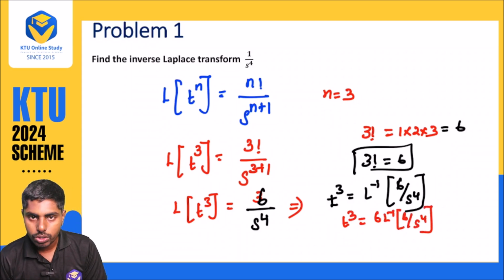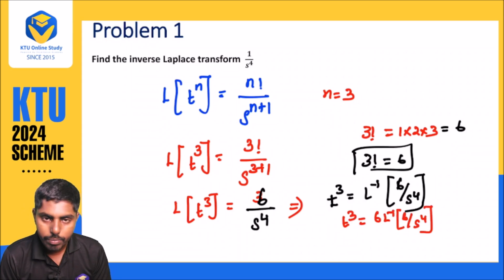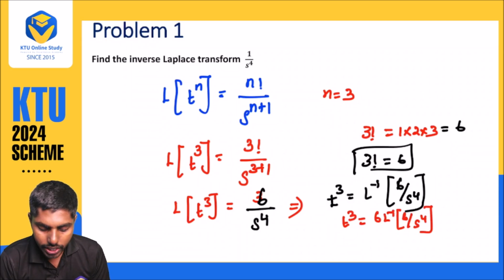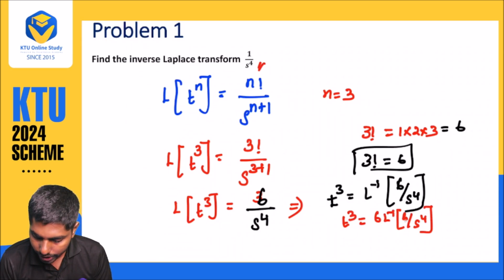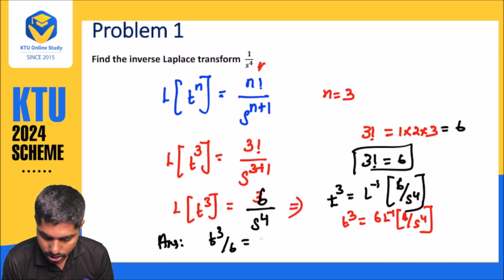What is the question they have given? In the question, they have asked: find the Laplace inverse of 1 divided by x power 4. So I need L inverse of 1 divided by x power 4. So I am taking the 6 to this side. Our answer is t cube divided by 6 is equal to L inverse of 1 divided by x power 4. This is our required answer.